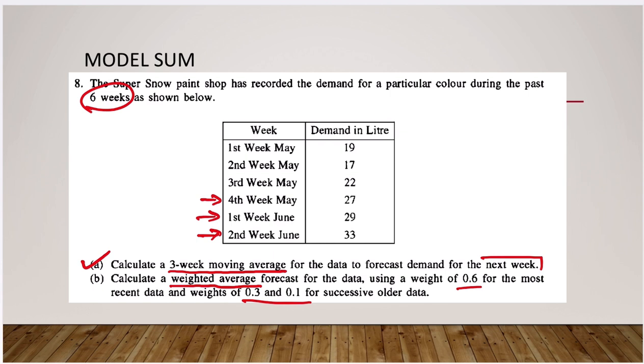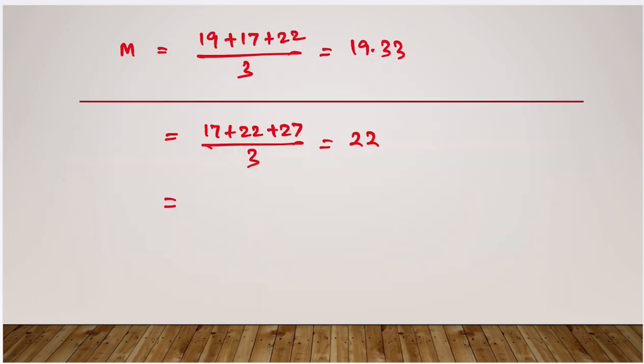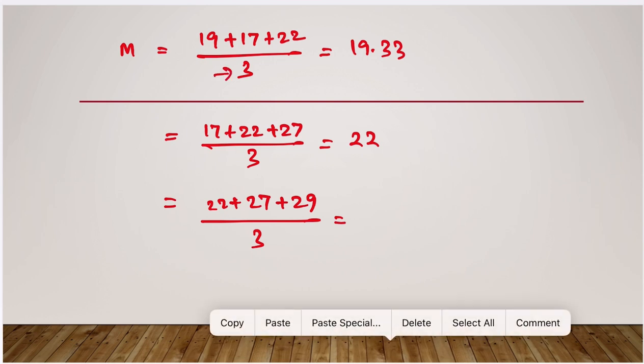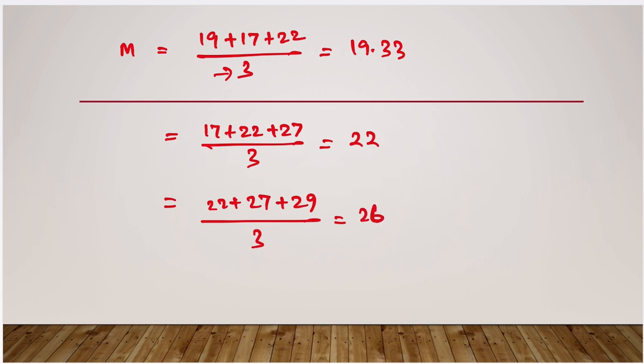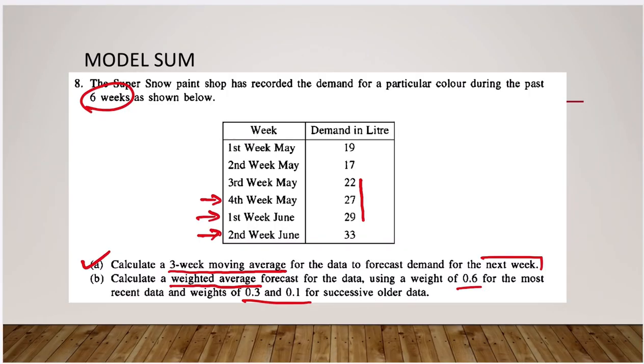this would be accounted 22, 27, 29. So 22 plus 27 plus 29 by 3. Since we are always accounting 3 weeks, our n is always 3. So, 26. This would be the first solution for A. For A, they ask you to calculate the 3-week average for the next 2 weeks. So, we accounted for the 4th week, 5th week and 6th week.